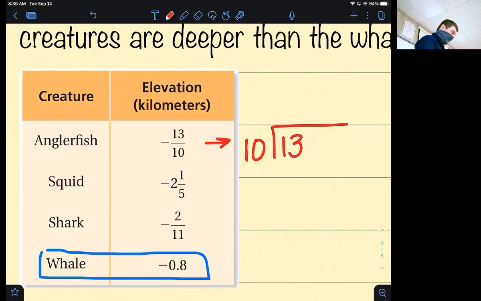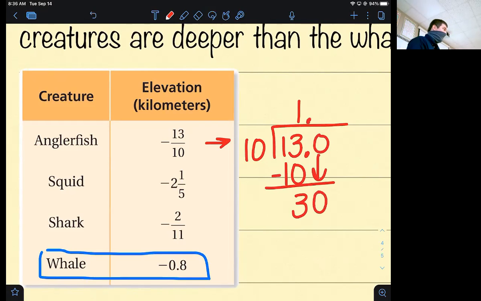So 10 goes into 13 exactly one time. And what's my subtraction going to give me? 3. Put a decimal point, drop down a 0. Put a decimal point up in my answer. How many times does 10 go into 30? 3. Was there anything in front of the fraction? Negative sign. So I should put a negative in front of my decimal. This is going to be negative 1.3. That is the anglerfish's elevation.